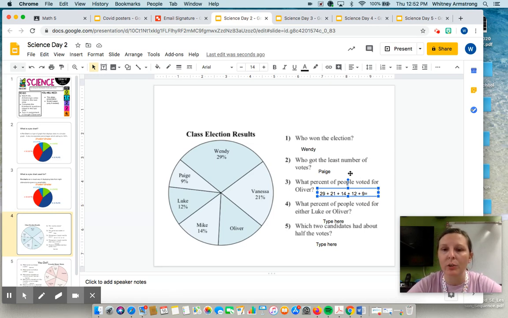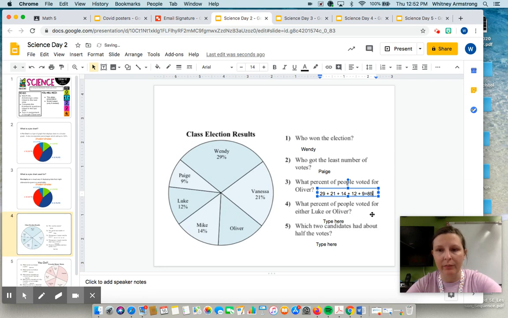What you have to do in order to get how much Oliver got is take 100. So I know that this equals 85, but that's not what it's asking me for. It's asking me what percentage Oliver has. So now I have to take 100 minus that 85 to get my answer. So 100, I know 100 minus 10 is 90, and then minus 5 more is 85. So I know that Oliver had 15% of the votes.